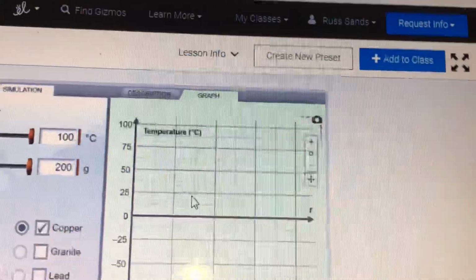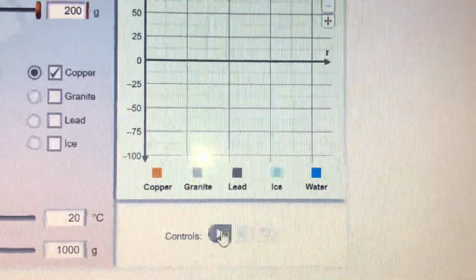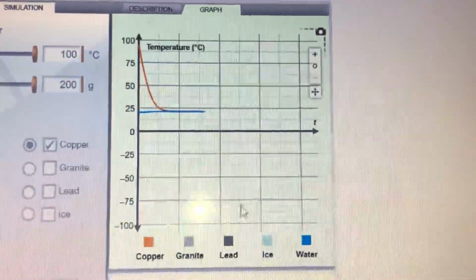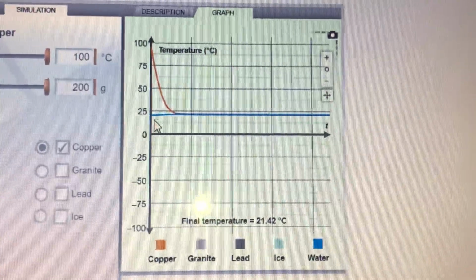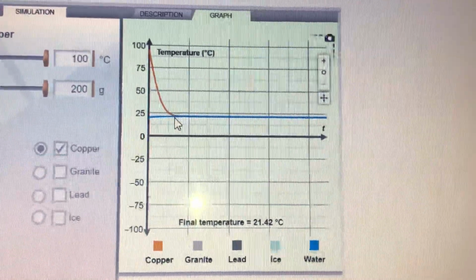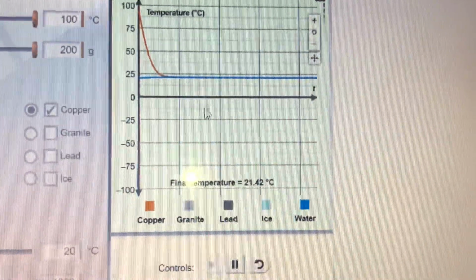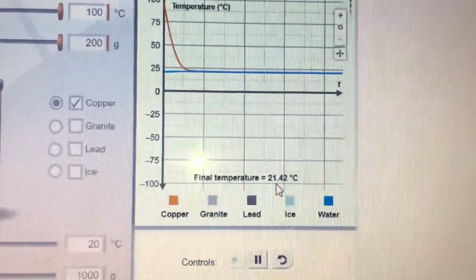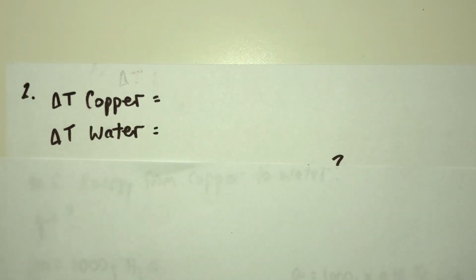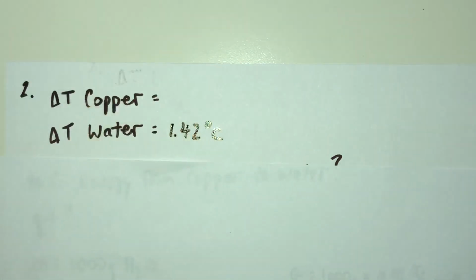Okay, so you have to set up for the graph. Press play once you get all those variables set. So you see the temperature of the copper drops way down, but the water barely goes up, and that's because water has this huge heat capacity, specific heat. So the water only went up by 1.42 degrees. Very little change, but the copper dropped a ton. So the change in temperature for the water is 1.42 degrees Celsius.